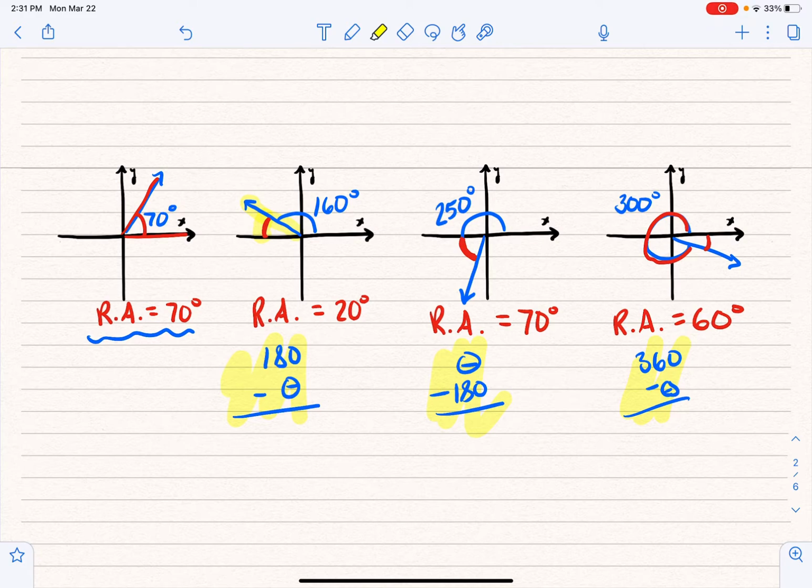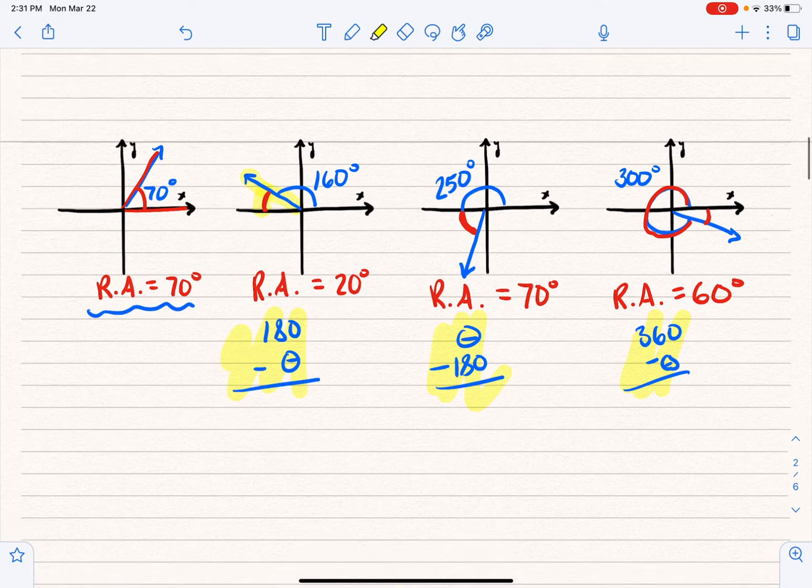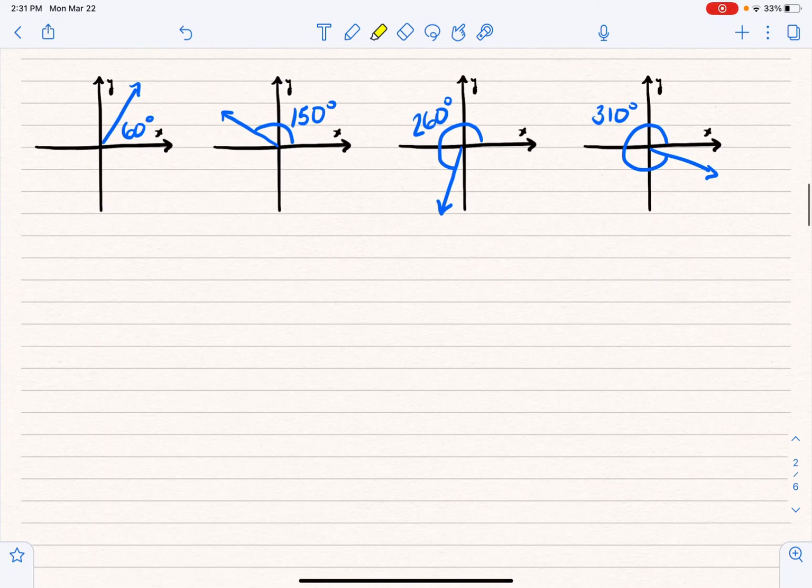So I'd like you to try for this next set. You can go ahead and look at these 4 right here. And I want you to find the reference angle for each one of these angles. It shouldn't take you long, but you can still go ahead and pause the video, and then I'll go through the answers in just a second.